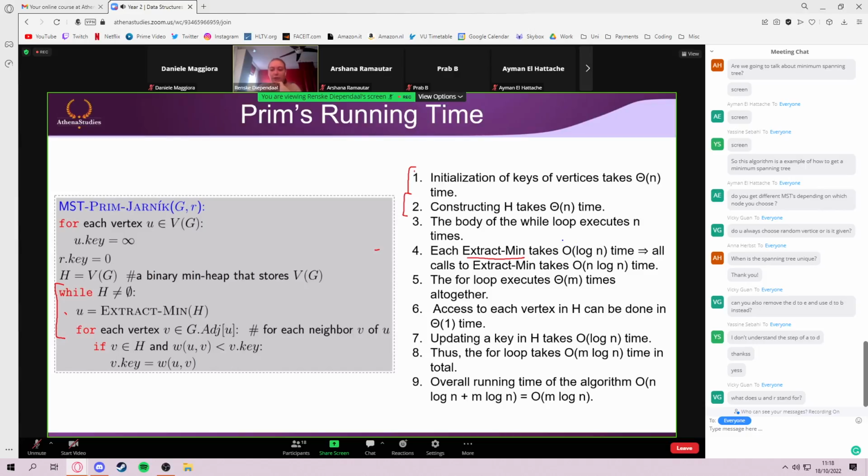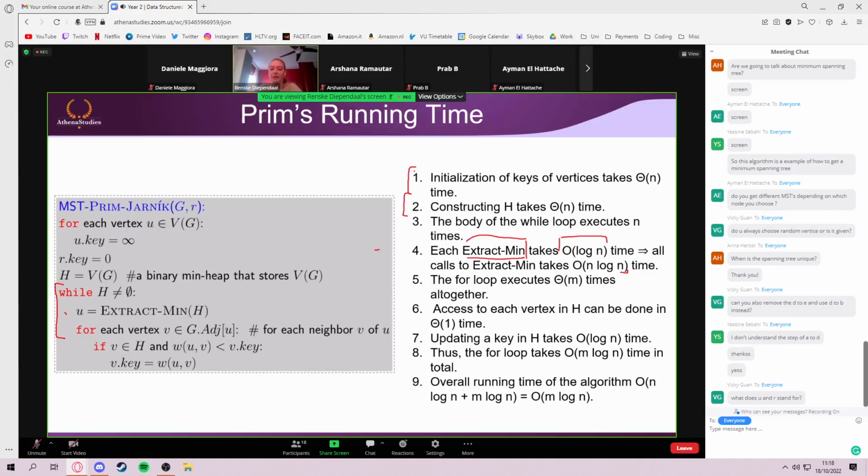And then we extract the minimum edge. So like what we had before in the min heap, if you want to dequeue the minimum edge or whatever, a minimum key, you need to have log n time. And we do this n times, right? Because each edge that we add to our graph, we need to find the next minimum edge. So we have n edges, we have n vertices, so we do n times log n.